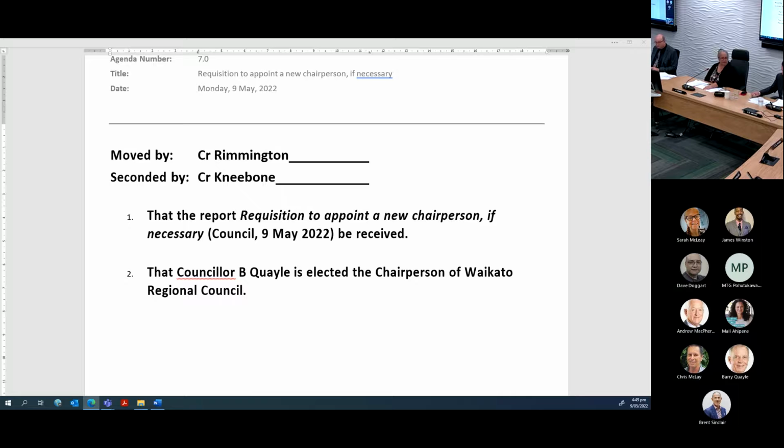That's it, isn't it? I know the chair's yours, but before we go, sorry, just so, those 2 resolutions were put together. By my count, there were 11 for and 3 against, and so it was carried. Yeah, it's carried. Correct. We now need the new chairperson, Councillor Quayle, to come forward and sign the papers.